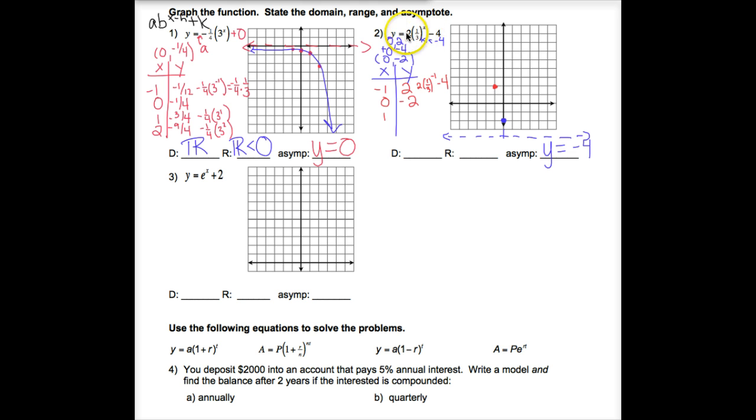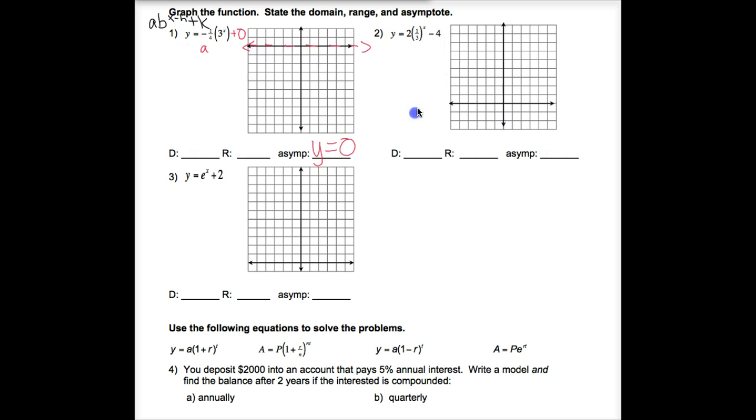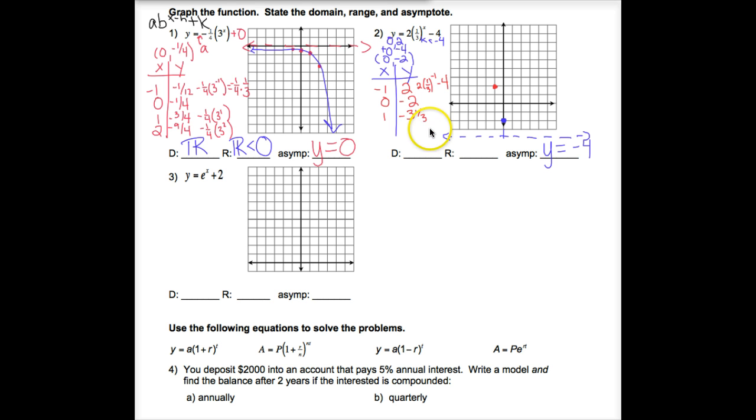1, 2 times 1/3 is 2/3. So then I've got 2/3 take away 4. Now you can use your graphing calculator to help you if you don't know that, or you can get a common denominator, but it's -3 and 1/3, or -10/3 if you're listing it as an improper. So 1, -3 and 1/3, so right down here.